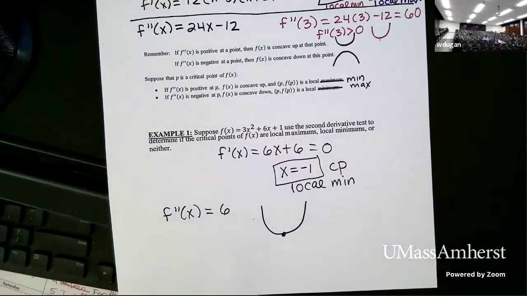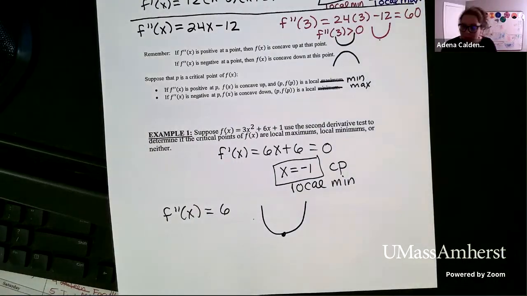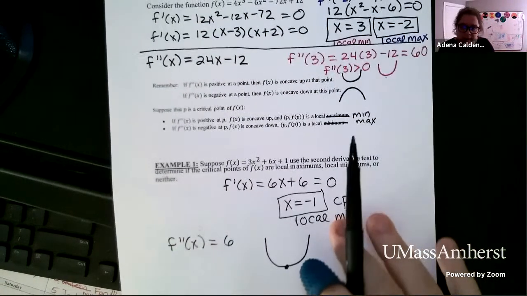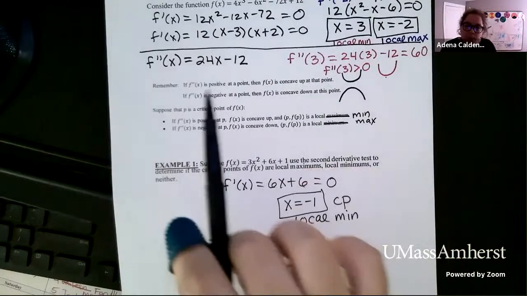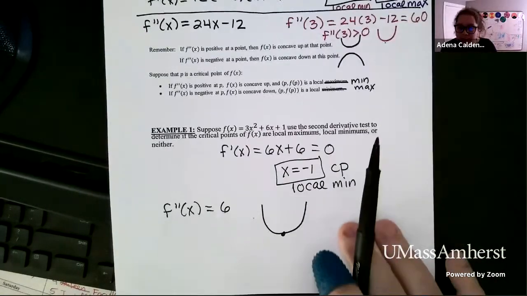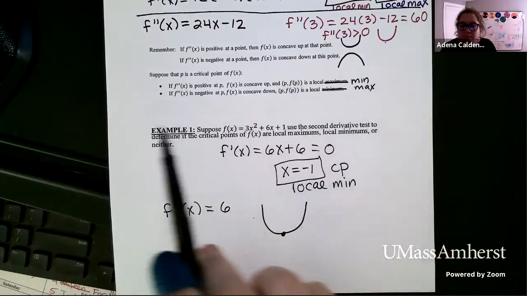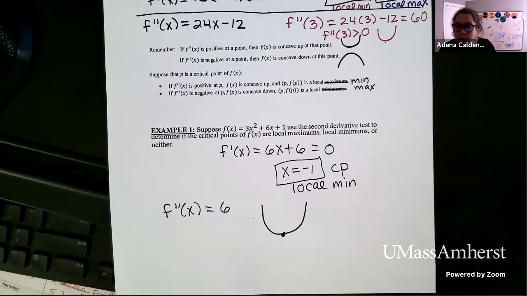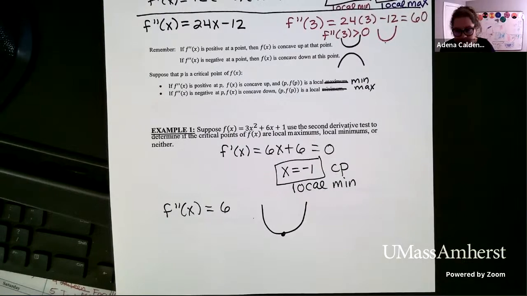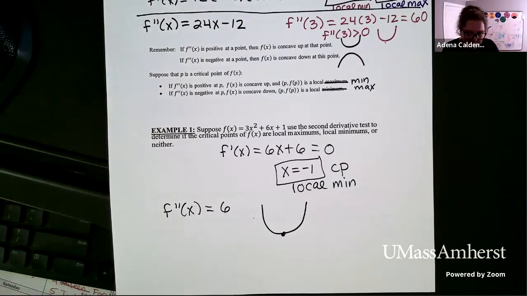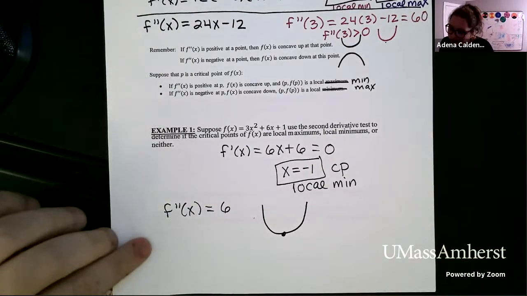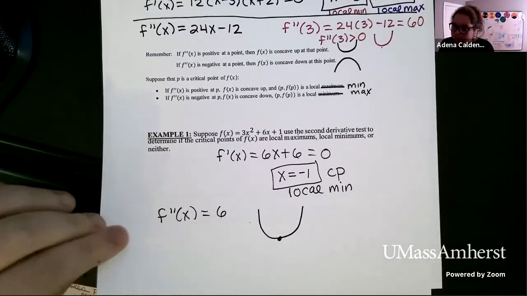Okay, so if your second derivative has the variable in it, like we saw in the last example, you need to plug your points in. If it doesn't have the variable in it, you can still use the sign to make the final determination about your critical point. Okay, so don't let that throw you off. You can still use it. All right, so let's look at some other ways that we can use the second derivative test.